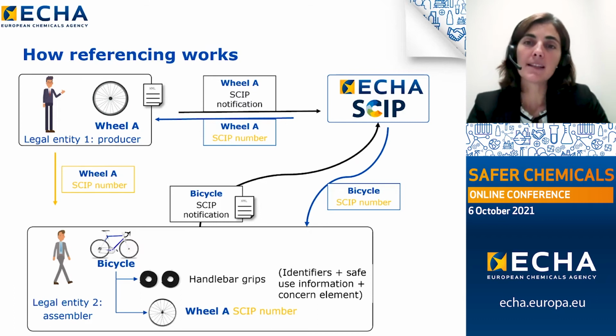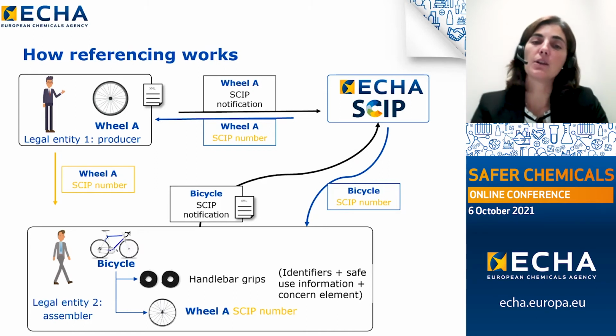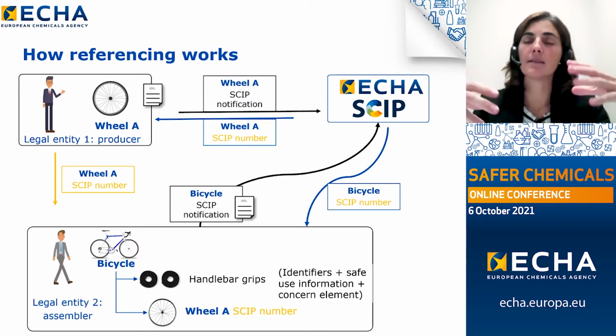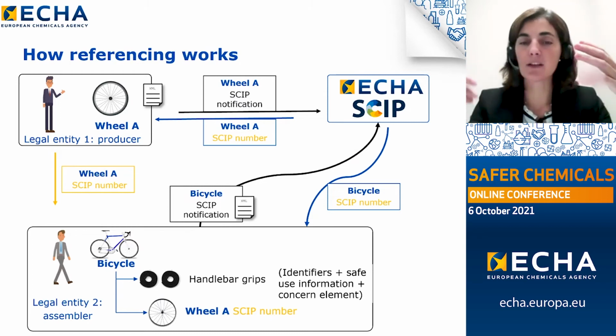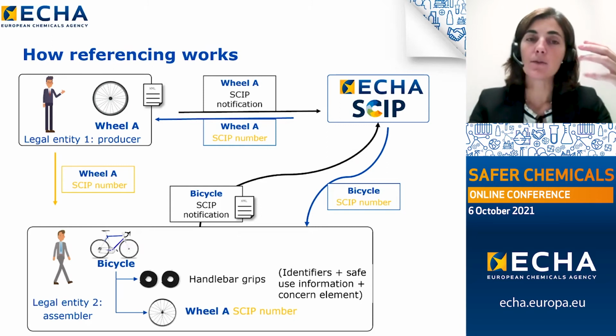Later on, ECHA will start to prepare to disseminate the information that it is receiving. For example, for the bicycle, when it starts to prepare the information that will be disseminated for the bicycle, it will provide the information that has been included in the dossier for the handlebar grips. And then ECHA will fetch the information for the wheel. The information that will be disseminated next to the bicycle for the wheel will be fetched from the SCIP notification submitted by the wheel A producer.